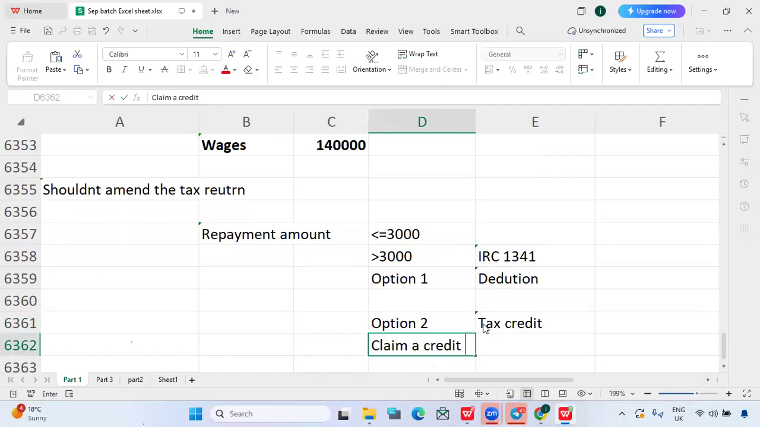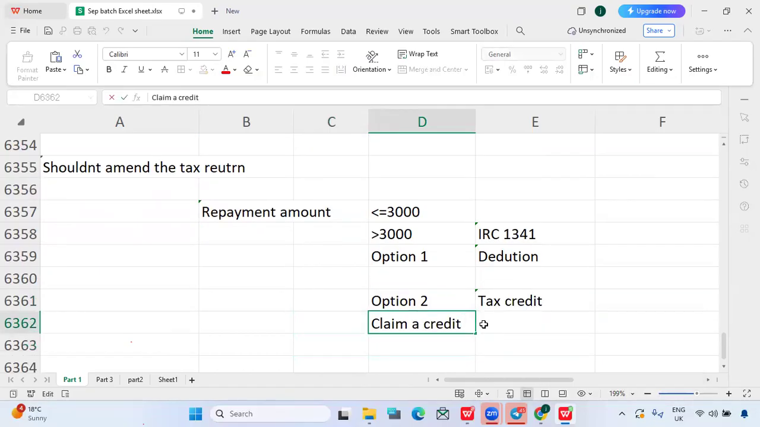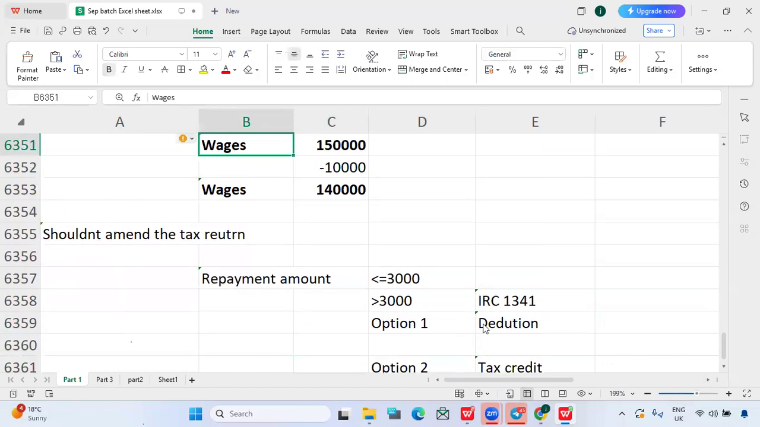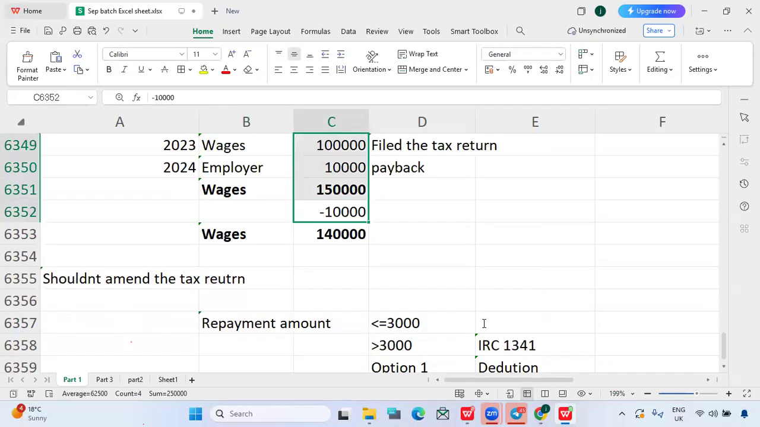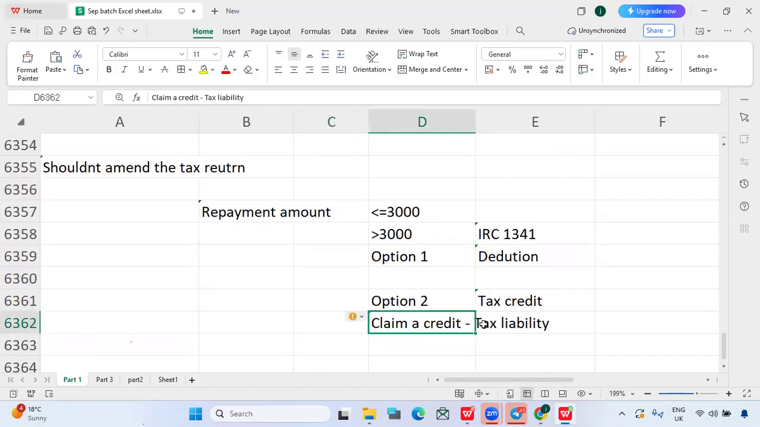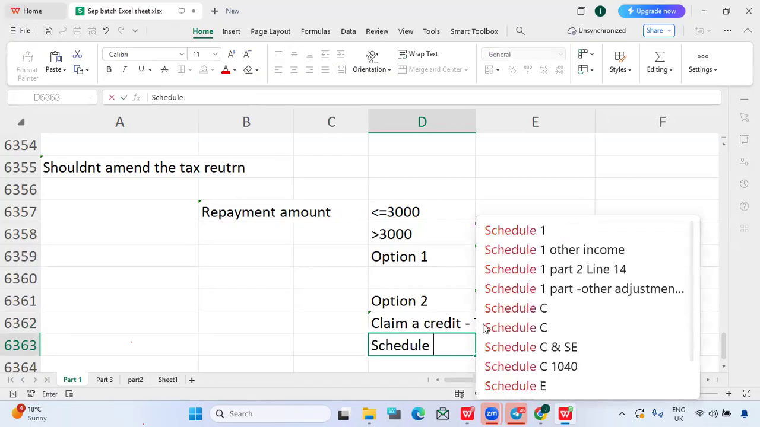Credit will reduce tax liability. In the above case, what we have done is reduce from income. That means it will not reduce tax directly, but proportionately it will reduce. So $10,000 we have reduced. Now option two, we can claim a credit which will reduce the tax liability. Now, how to calculate the credit? This credit we usually claim on Schedule 3. So credits we can see in Schedule 3.